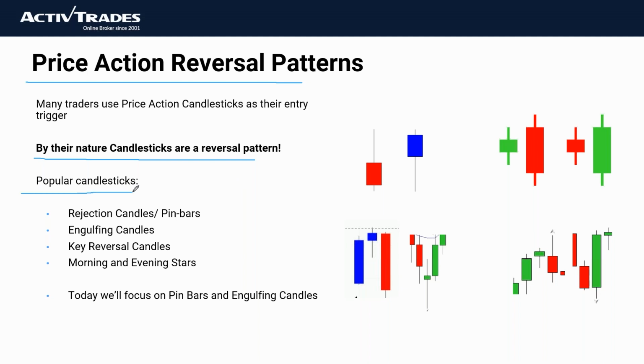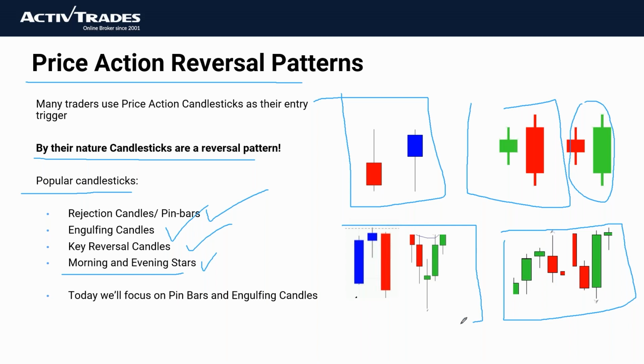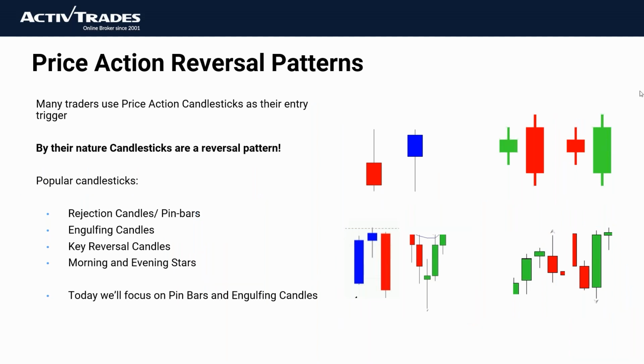But in terms of popular candlesticks, which we've touched on many times during these sessions, it is things like rejection candles, pin bars, or engulfing candles, which we've looked at previously as well. Key reversal candles here, like these, or morning and evening star formations like those there. So there are lots of different reversal patterns. Today we'll focus on pin bars and engulfing candles, just because of the nature of the time, but the concepts are applicable elsewhere. I'm just sharing the most popular ones with you today.